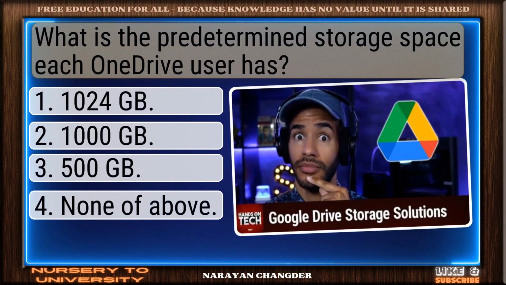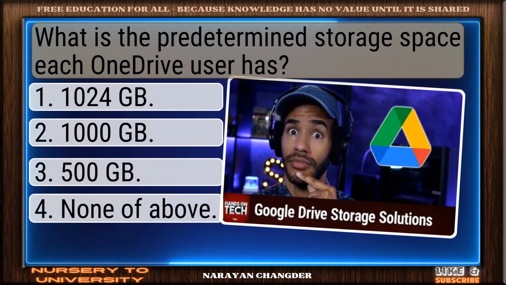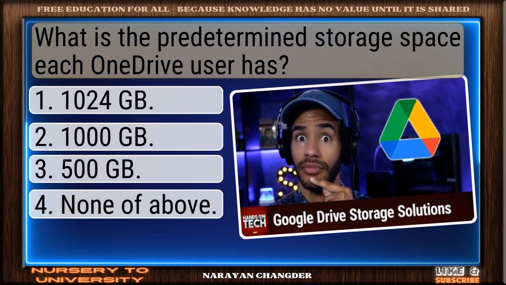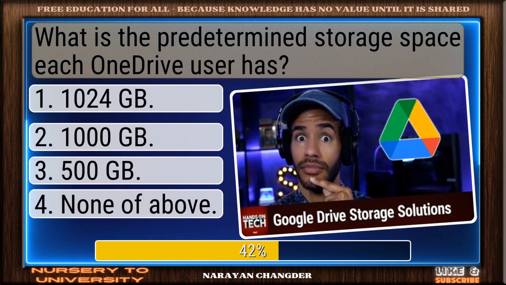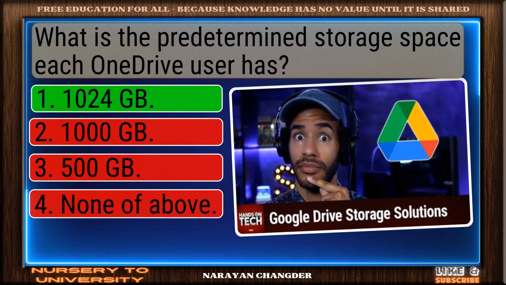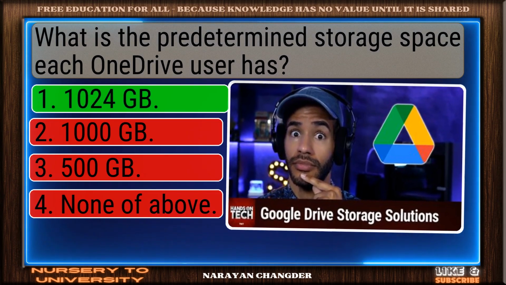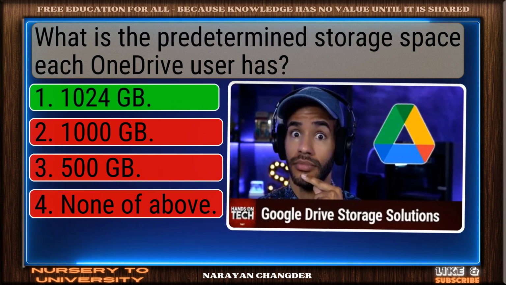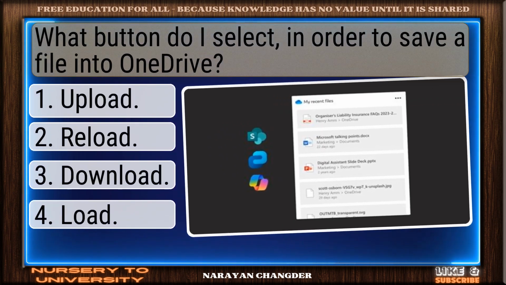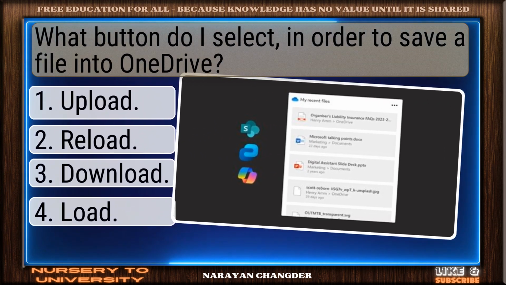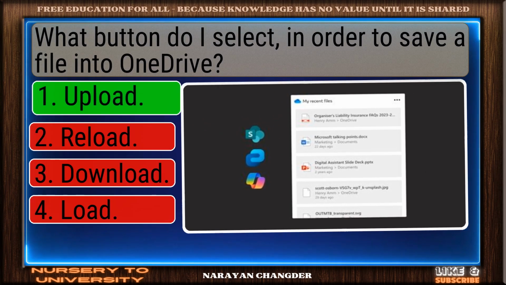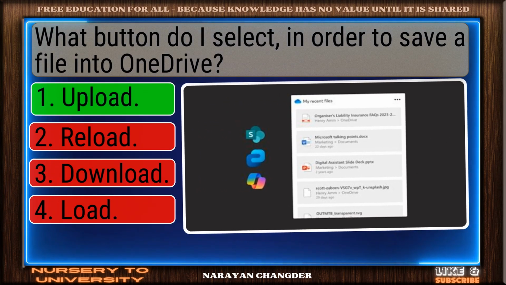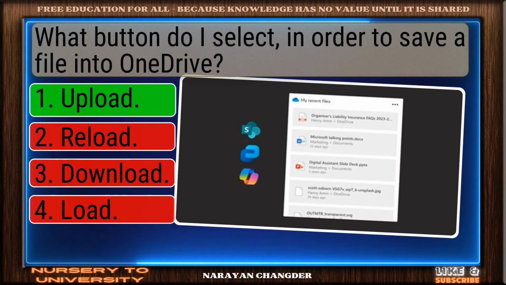Question number 15. What is the predetermined storage space each OneDrive user has? You're right. 724 GB is the correct answer. Question number 16. What button do I select in order to save a file into OneDrive? Nice selection. Upload is the correct and valid answer.